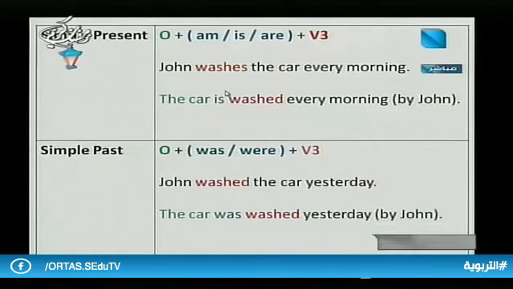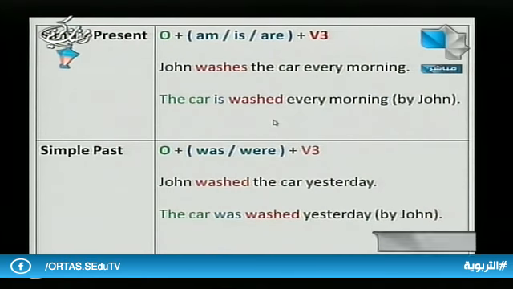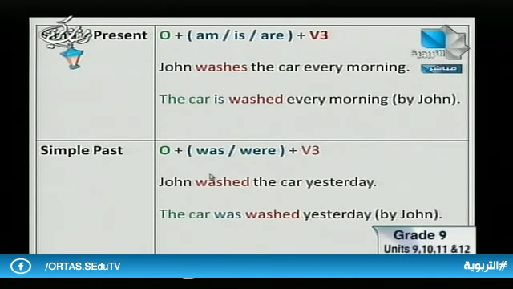Let's go back, please, to the tenses. We begin with the simple present. The form is object, verb to be, is, are, of course, and verb 3 or past participle. For example, in the active, John washes the car every morning. John is the subject, washes is the verb, the car is the object, every morning is the complement of the sentence. The car is the object, so we put it first. It becomes in passive, the car is washed every morning, by John in brackets.